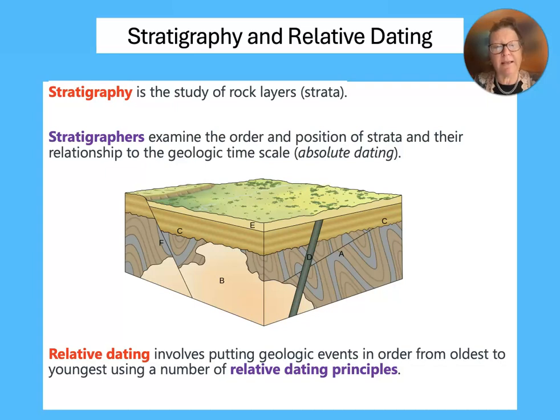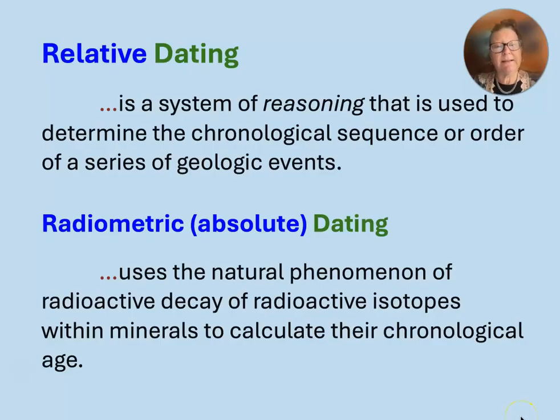Stratigraphy is the study of rock layers, which we call strata. Stratigraphers examine the order and position of these strata and try to figure out which came first, which came second, which came third, etc. They also try to tie it to the geologic time scale where we have absolute numbers for various features. Relative dating involves putting geologic events in order, typically from oldest to youngest, using a number of relative dating principles. To summarize, relative dating is a system of reasoning that's used to determine the chronologic order or sequence of a series of geologic events.